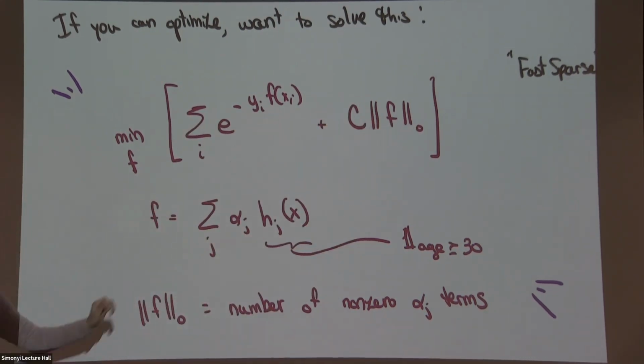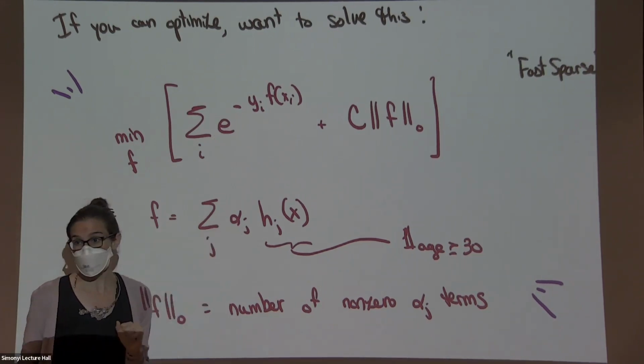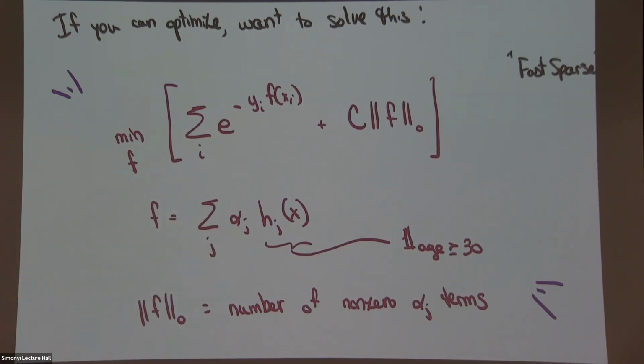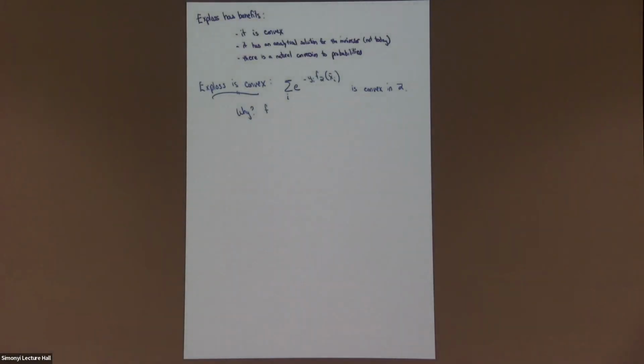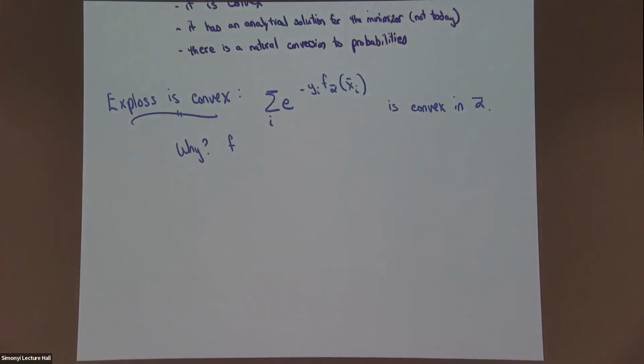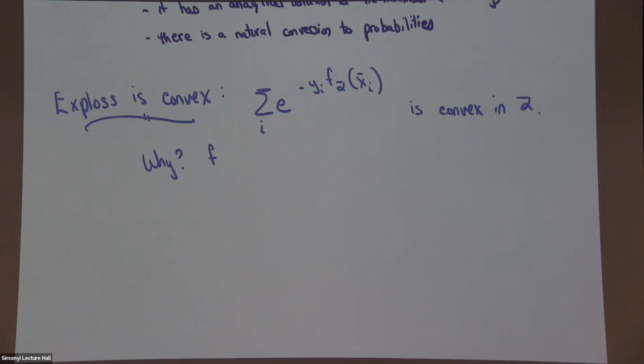And I want to prove that this is convex in alpha. Of course, you guys are going to say, oh yeah, it's obvious, but it's not obvious to people who don't work with convex functions all the time. The first thing I want to point out is that f alpha of xi is linear in alpha. So that means it's both convex and concave.